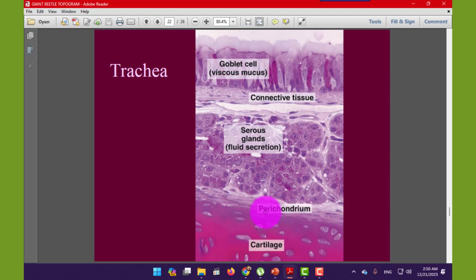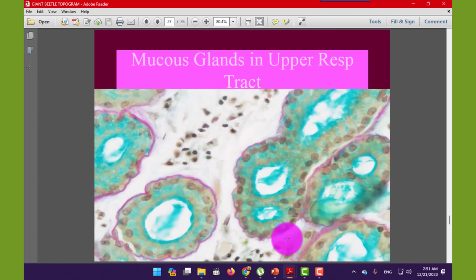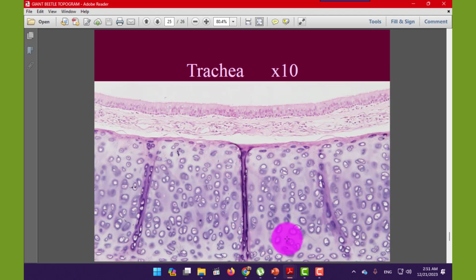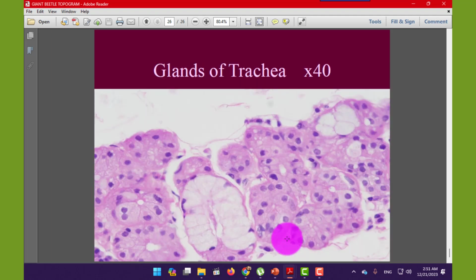Perichondrium, cartilage, mucous gland in upper respiratory tract, trachea, X10, low power. Trachea, low power, gland of trachea, high power.